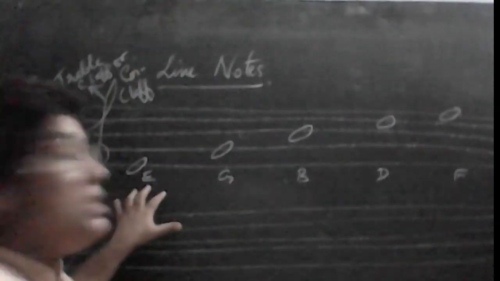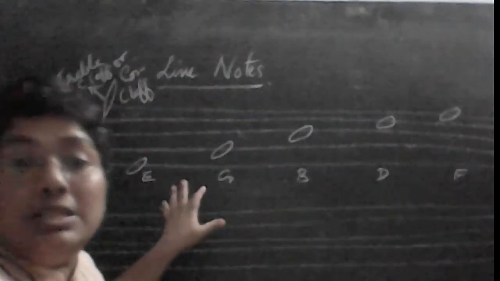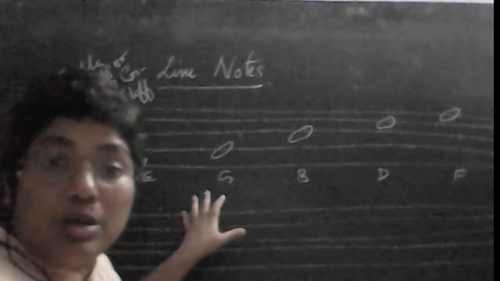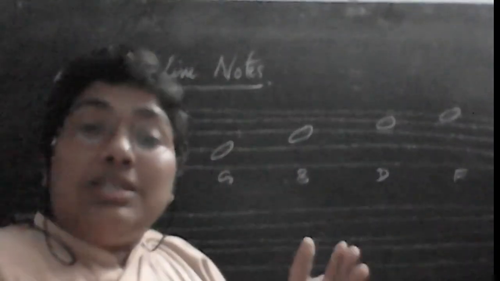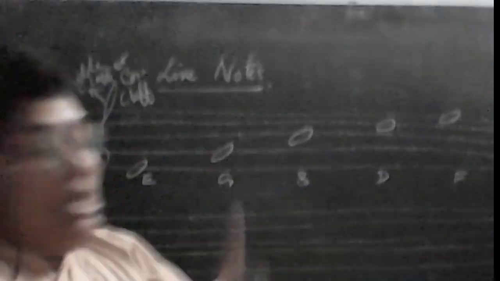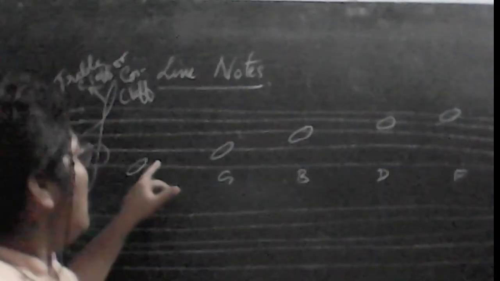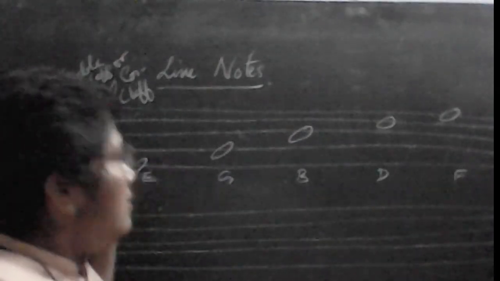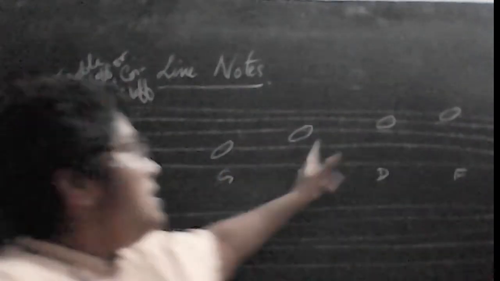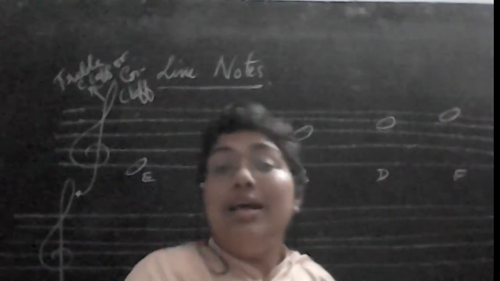The first line note is known as E. I will take it practically also, then you will understand. This E is the note after the middle C: middle C, D, E. So after the middle C, you see a note, and that note is known as E. Then it goes G, B, D, F. These are the line notes.